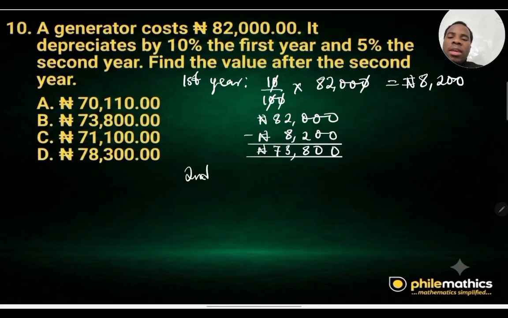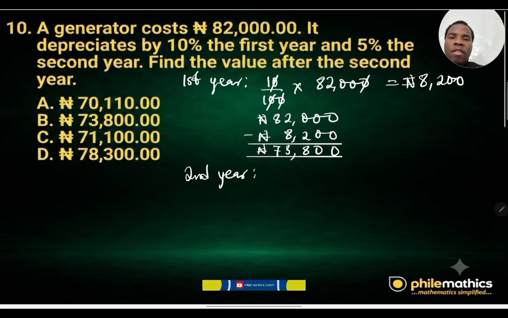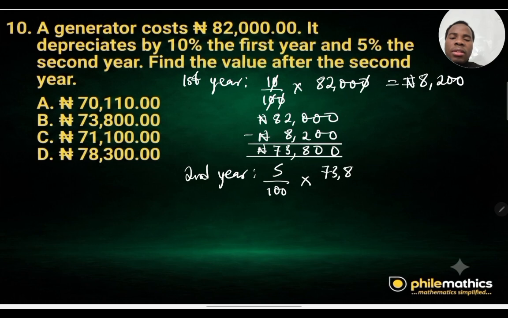Now, second year, we are told that it depreciates by 5%. So we'll now look for 5% of this value after the first year, which is 5 over 100 times 73,800. 0 here. 0 cancel 0. And 5 times 738.